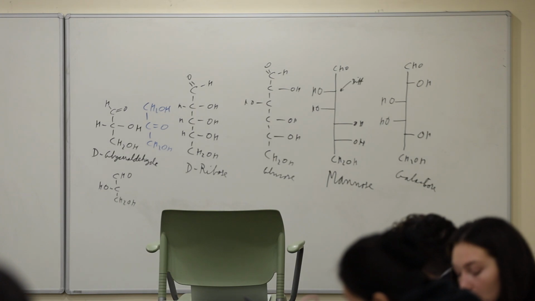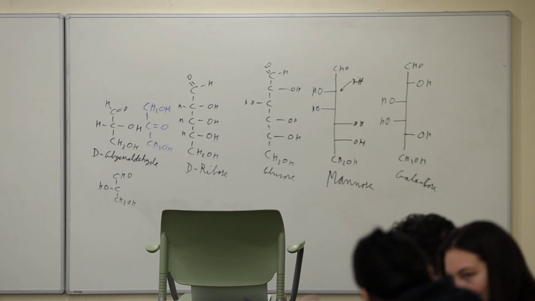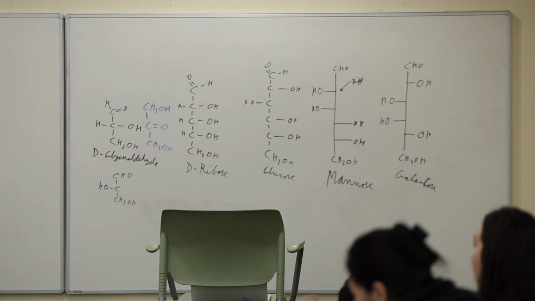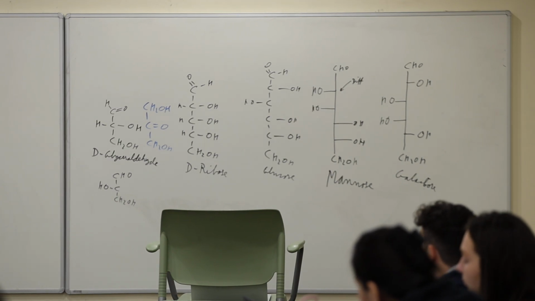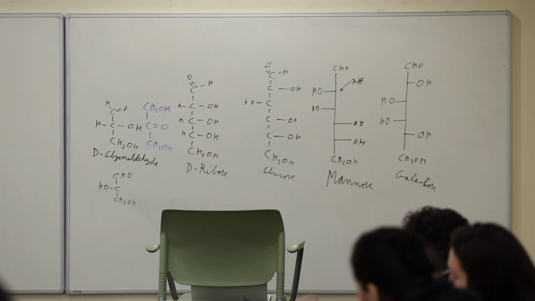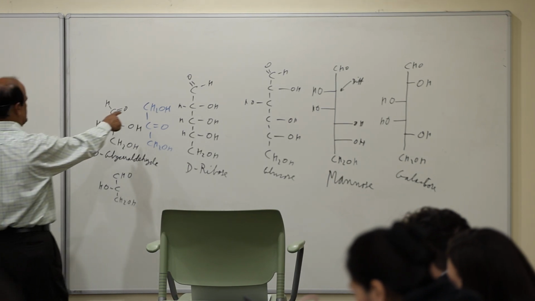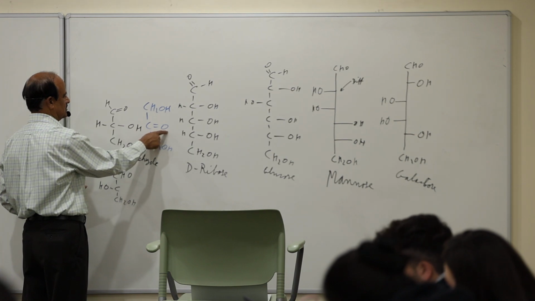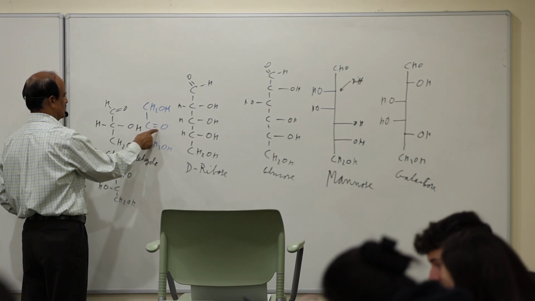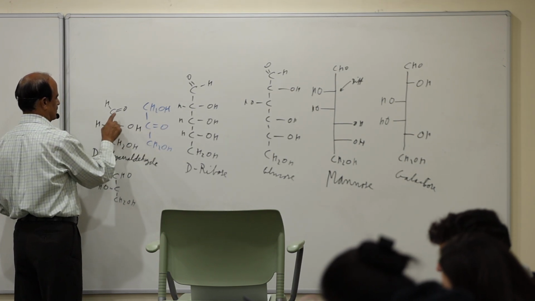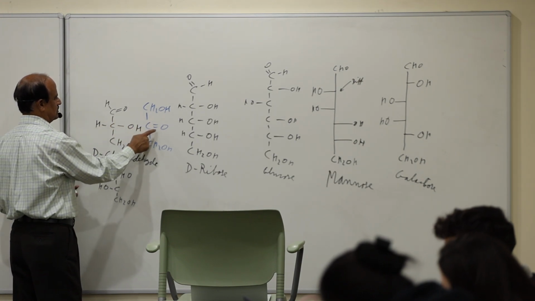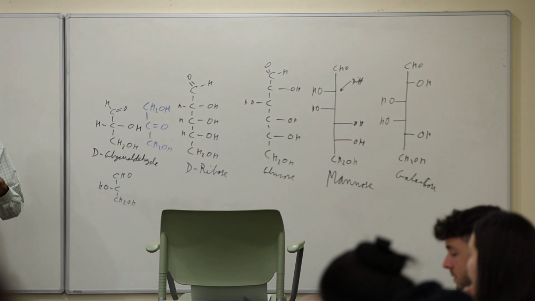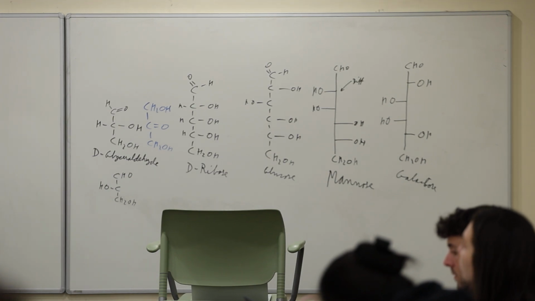And how many chiral centers does it have? None. So ketoses will always have one chiral center less than the corresponding aldose. Why? Because carbon 1 obviously is not chiral, because it's CH2OH, and this carbon 2 is now a 3 bond, not 4 bond, so that is also not chiral. So if this has 1 chiral center, this will have 0. Ribose has 3 chiral centers, so the corresponding ketose will have only 2.